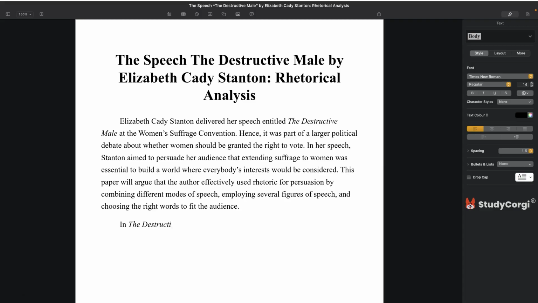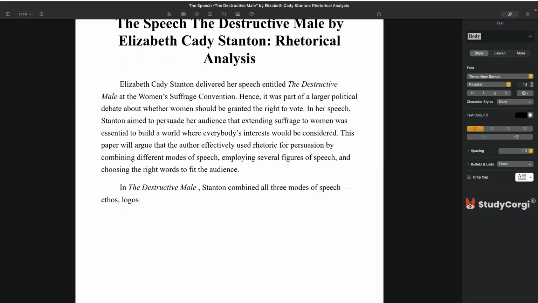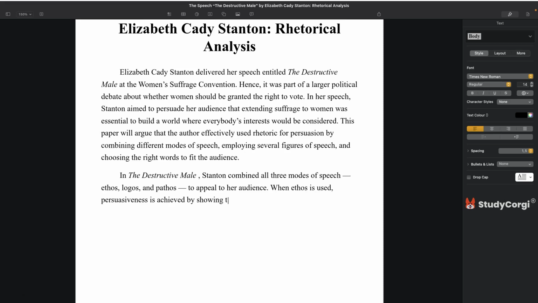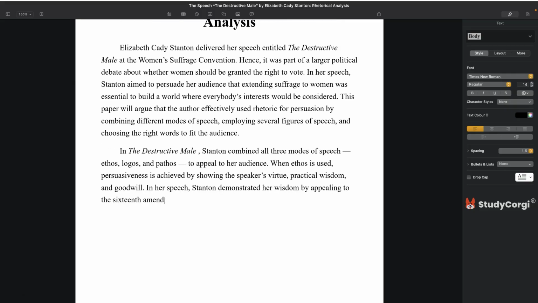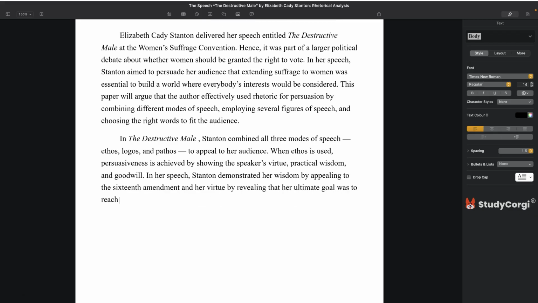In The Destructive Male, Stanton combined all three modes of speech, ethos, logos, and pathos, to appeal to her audience. When ethos is used, persuasiveness is achieved by showing the speaker's virtue, practical wisdom, and goodwill. In her speech, Stanton demonstrated her wisdom by appealing to the 16th Amendment and her virtue by revealing that her ultimate goal was to reach the health, strength, and prosperity of the nation.